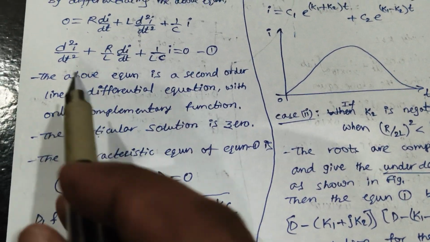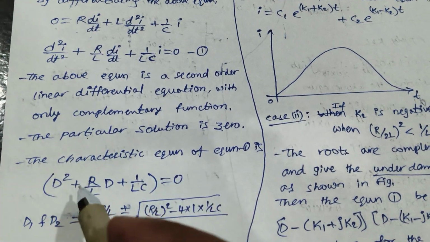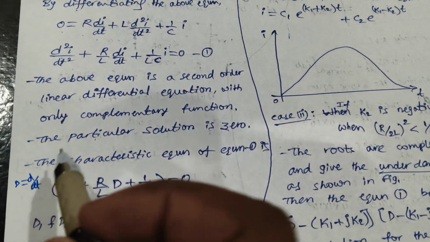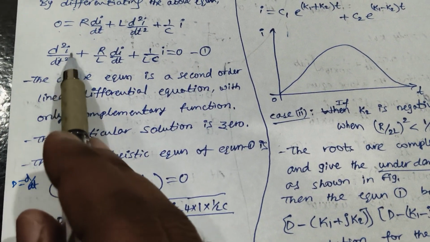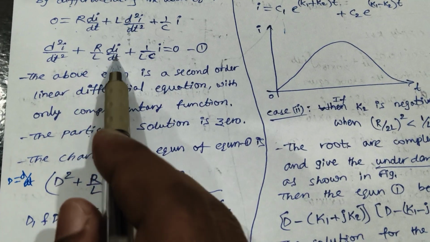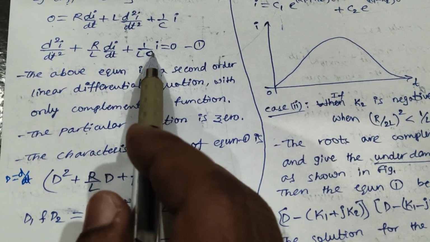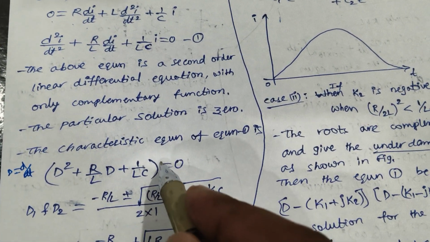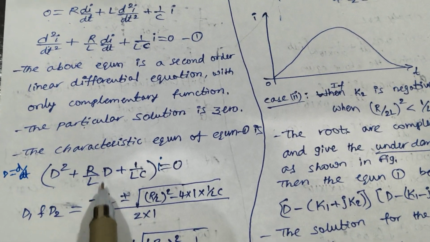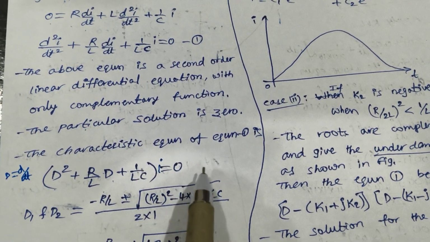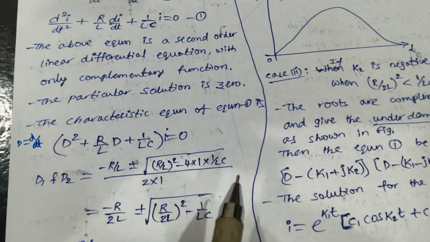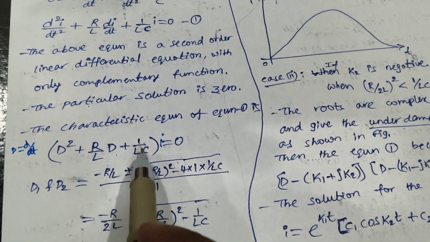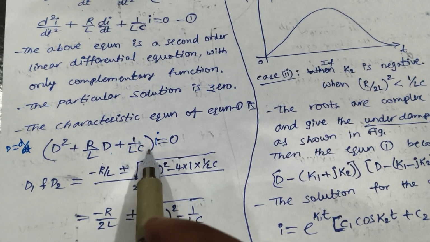Out of this, I can write d by dt as D for further simplification. So here capital D is equal to d by dt. So D square into I plus R by L into D I plus 1 by LC into I, that I can write by taking I common: D square plus R by L into D plus 1 by LC, into I is equal to 0. So this D square plus R by L into D plus 1 by LC is called the characteristic equation, equal to 0.